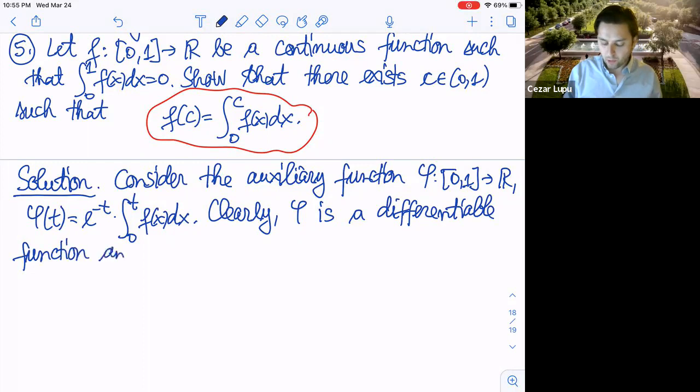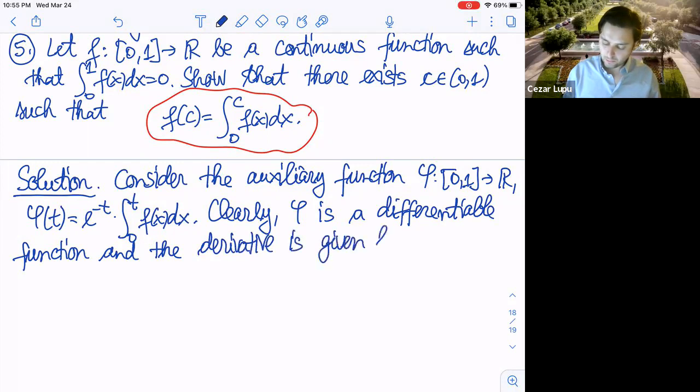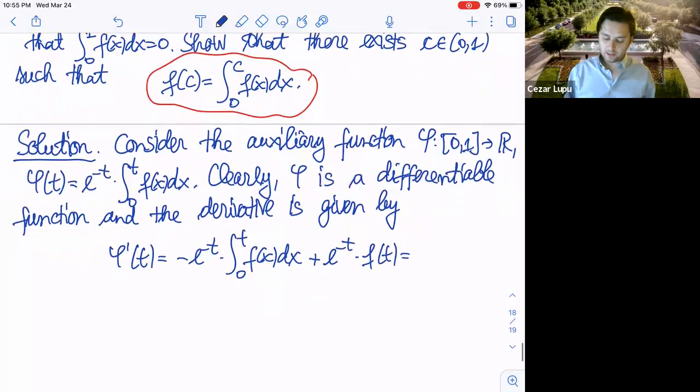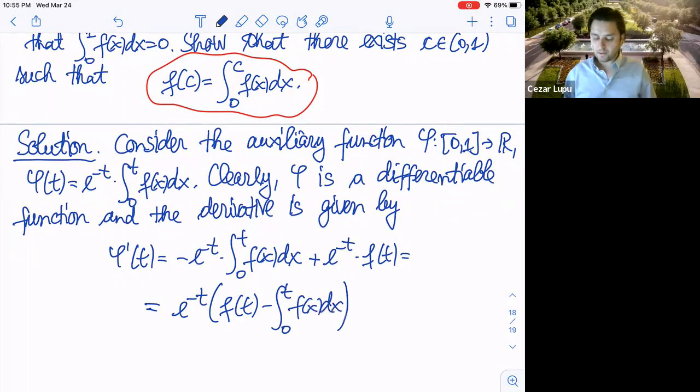And moreover, its derivative is given by phi prime of t is, well, negative e to the negative t times the integral of f plus e to the negative t times f of t, which is nothing else than just e to the negative t times f of t minus the integral from 0 to t of f of x dx. All right, great.